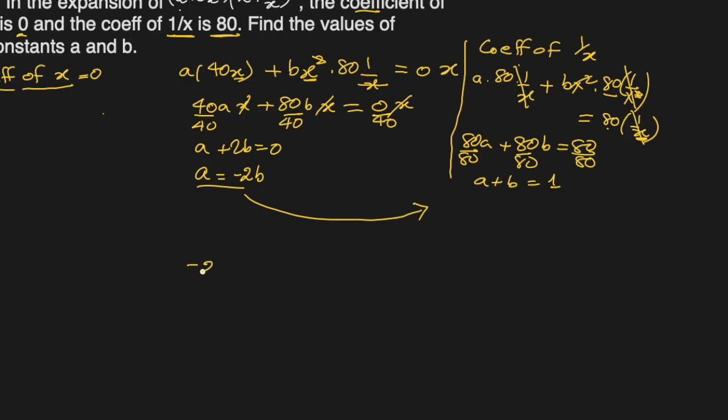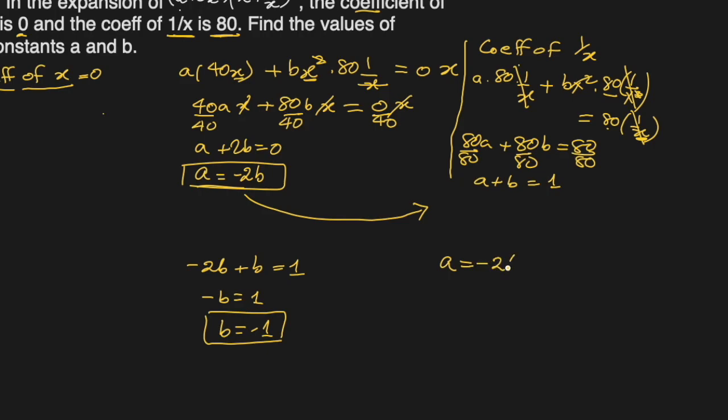So minus 2b plus b equal to 1. That's what this will become now, which is minus b equal to 1, or b is equal to negative 1. We got the value of b. And for a we can use this one. a is minus 2 times b, and b is minus 1. a is 2. So we got both a and b constants that they were asking.